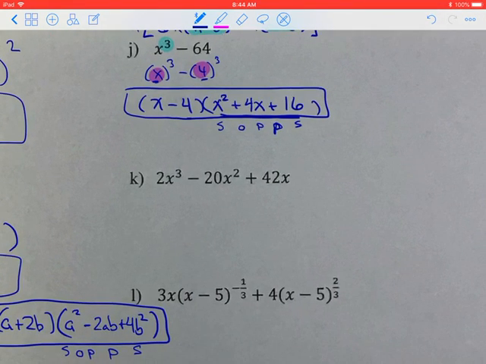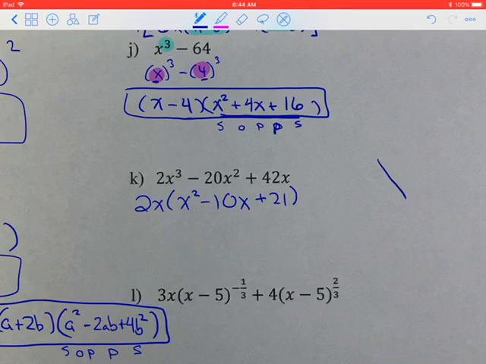All right, moving on to K. Noticing I got a lot of x's here. I can definitely take out an x. Looks like I can also take out a 2. So we'll do our GCF first. That'll leave me x squared minus 10x plus 21.